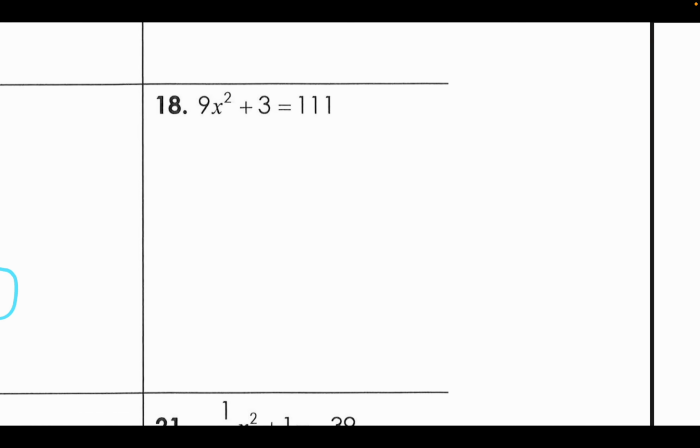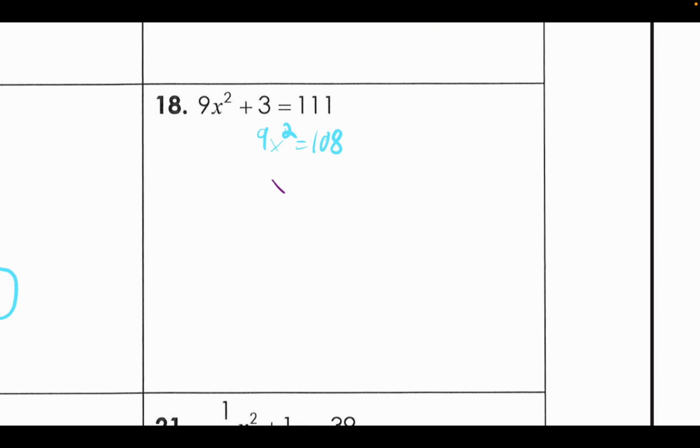Number 18, we have to undo the multiplication of 9 and addition of 3. So we'll start by undoing addition of 3 by subtracting 3 and get 9x squared equals 108. I'll then go ahead and divide by 9 and get x squared equals 12.